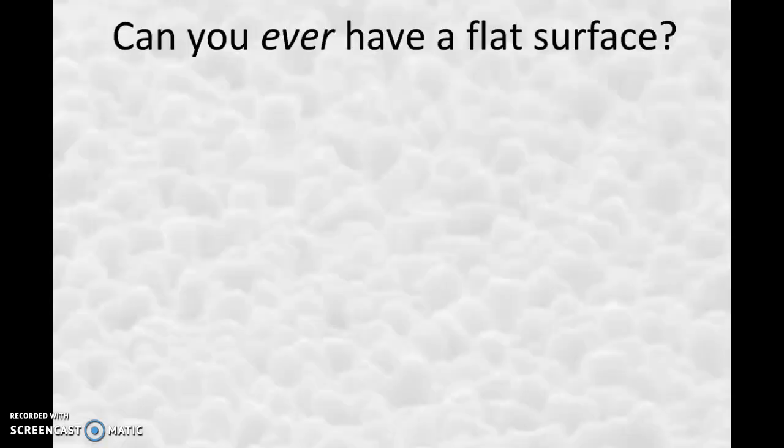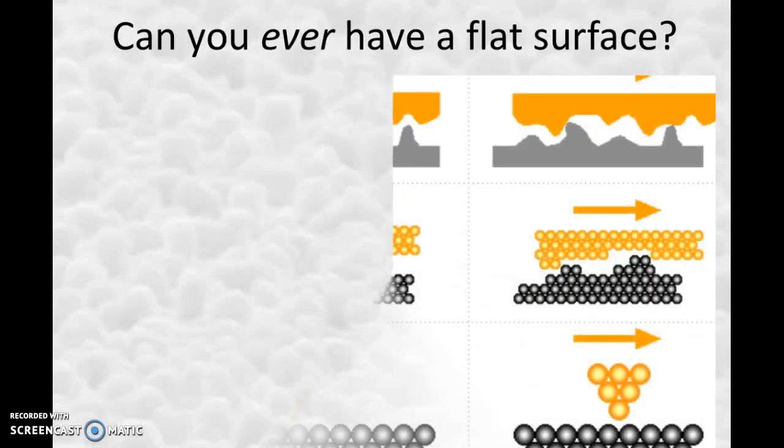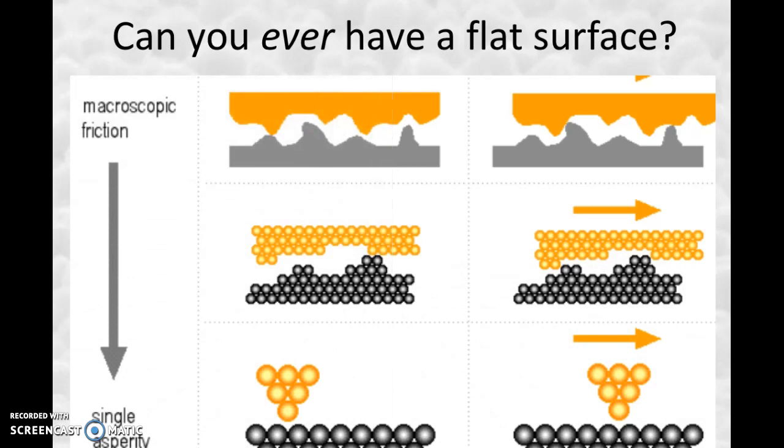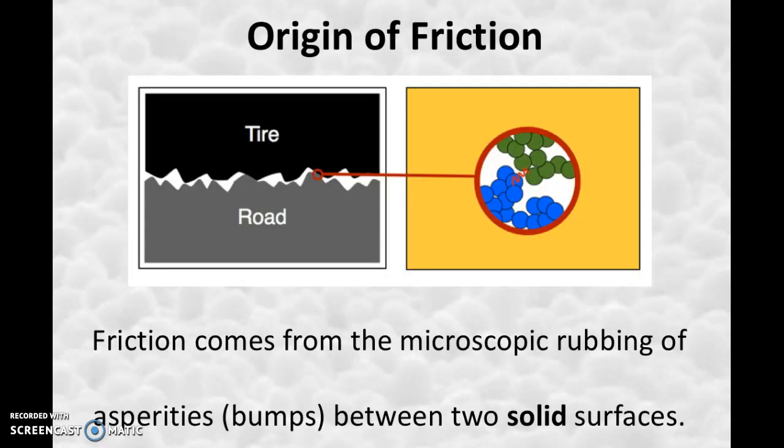And as we look, we can see that there's little asperities. There's bumps. Even if the surface itself were perfectly atomically smooth, atoms themselves aren't smooth. And so you will always have some sort of friction as long as two surfaces touch each other. Where friction comes from is when those little bumps rub together between two solid surfaces.